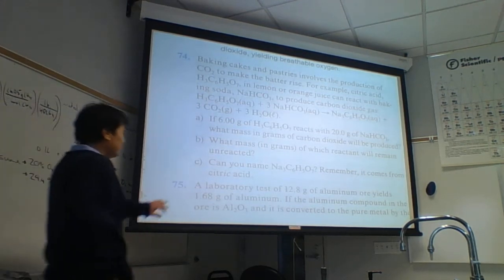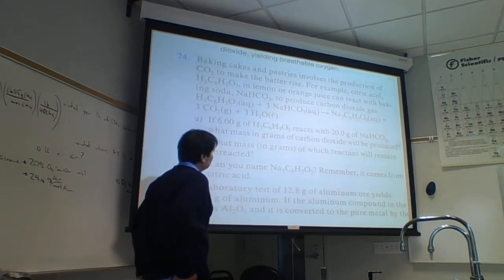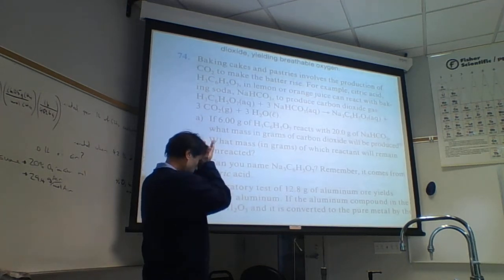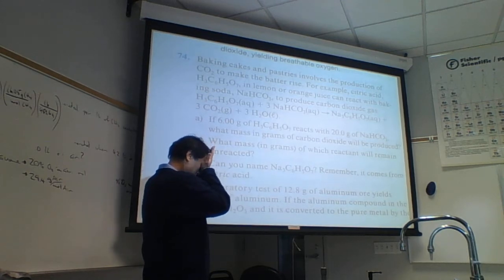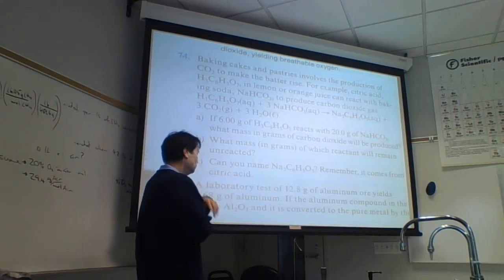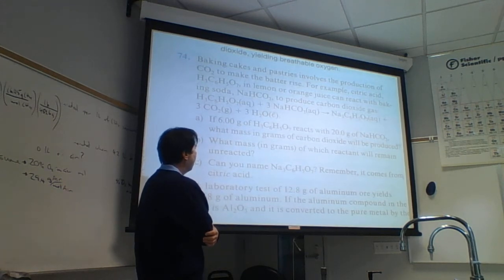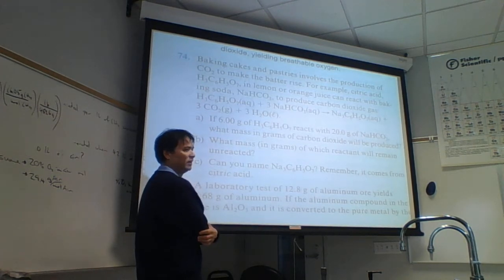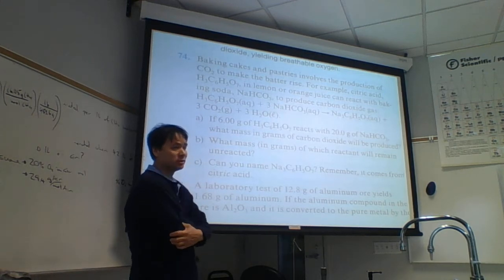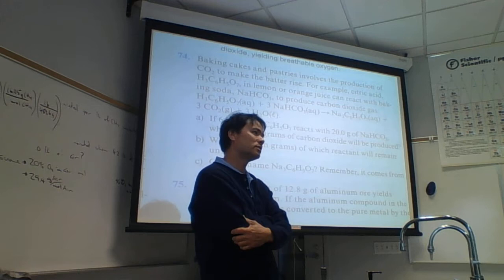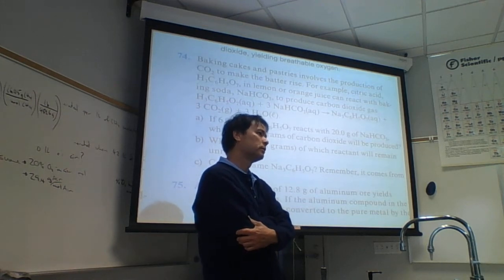I shouldn't have named it for you. You should have been able to name it, I guess, because the -ic acid tells you the name. If it's citric acid, the anion has got to be called citrate.